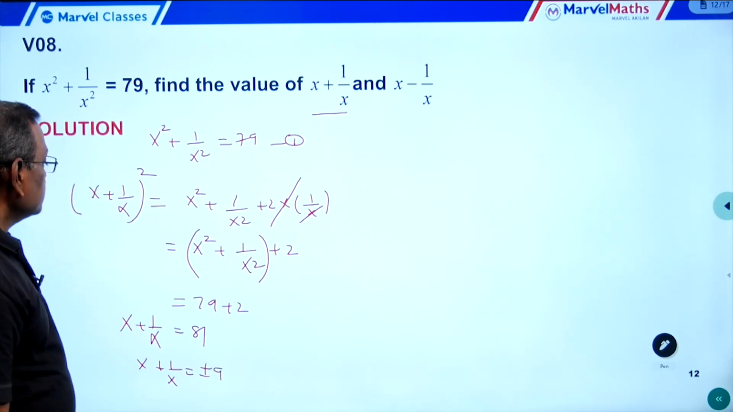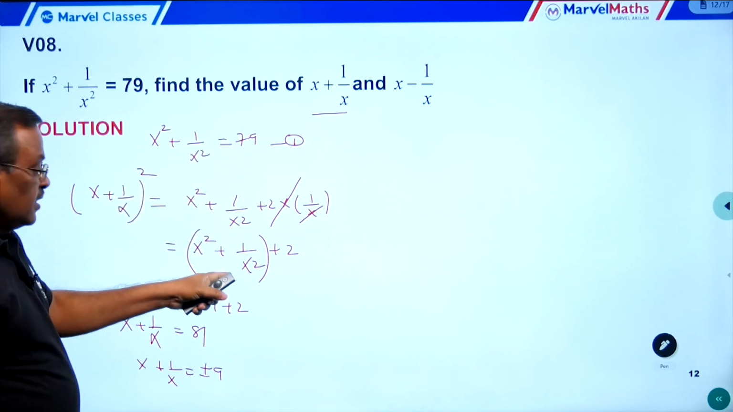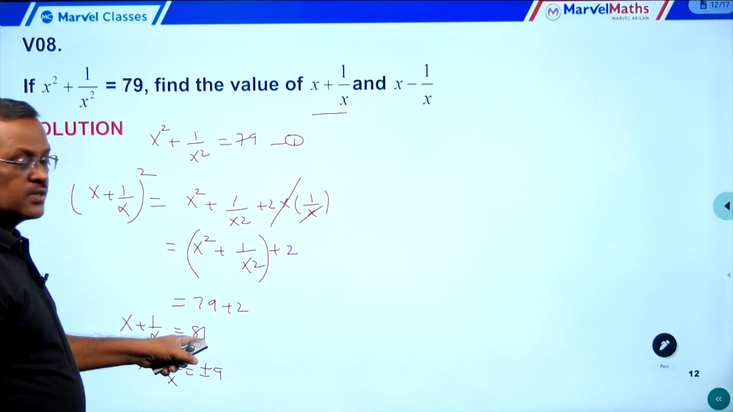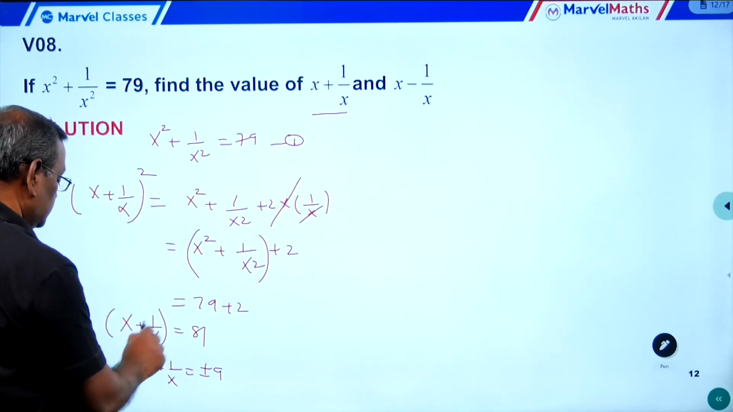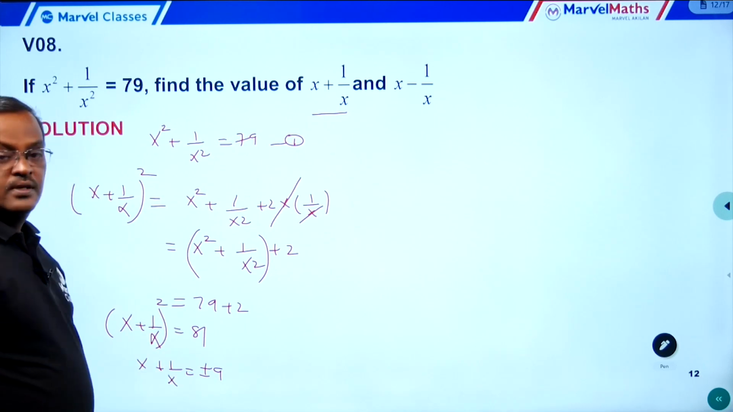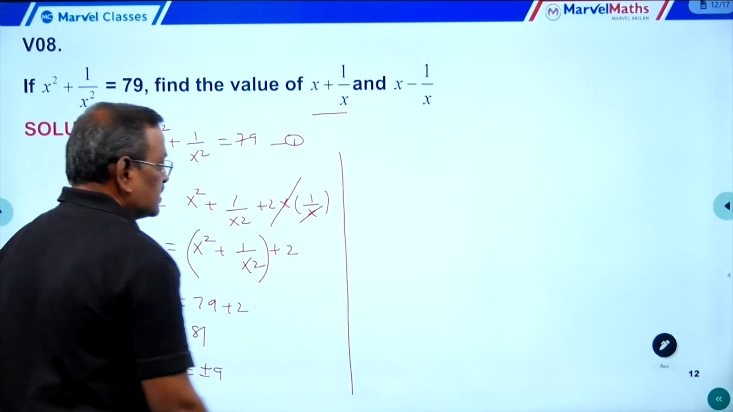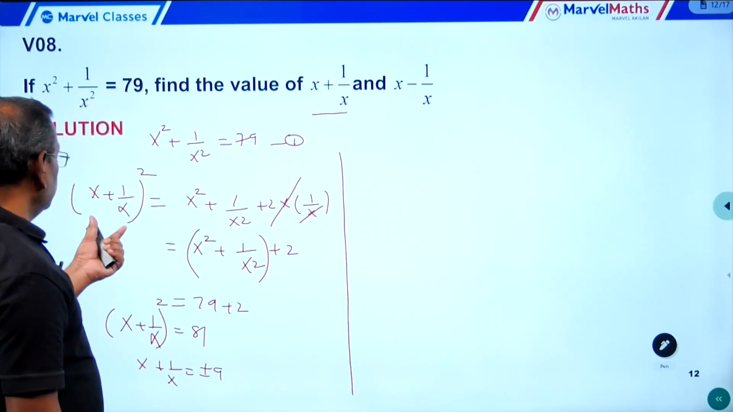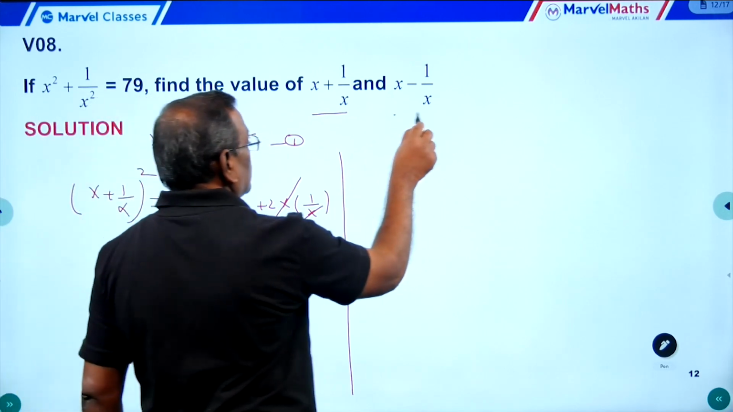Here x square plus 1 by x square equal to 79. Substitute it here and you will get one perfect square number, and while taking the square root, this is a whole square, so the square root becomes plus or minus 9. There is a minor difference between the first and second sum. Here the assumption is (x plus 1 by x) the whole square. Now the assumption is this one.